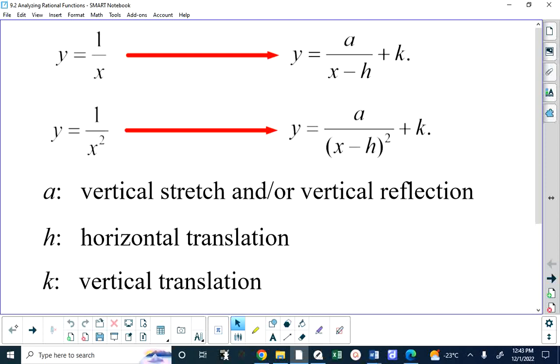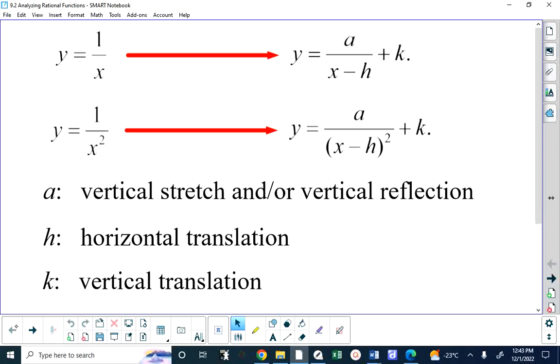If you take y equals 1 over x, or y equals 1 over x squared, and you transform it by applying a, h, and k, then that's what the two functions look like in terms of an equation. a, h, and k do the same things they've been doing. Nothing's changed over the past couple of weeks. The same things they've been doing for the past 3 months.